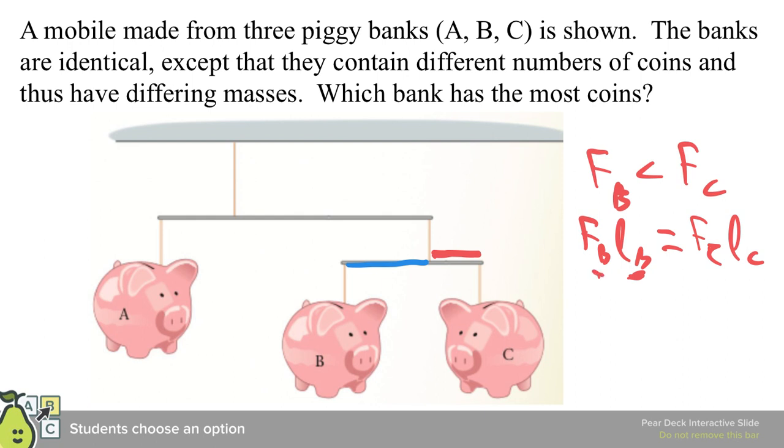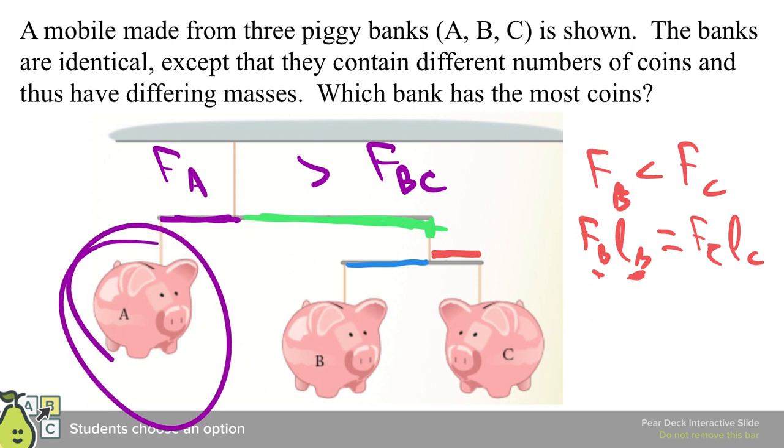Right? But then we can say that they together are now exerting a force here, some net weight FB plus FC, and we can see that that length is more than this length. So the combined weight here, F of BC, has to be less than the weight of A. So A must have the most in it. We can also see there that then B must have the least, but they didn't ask for that.